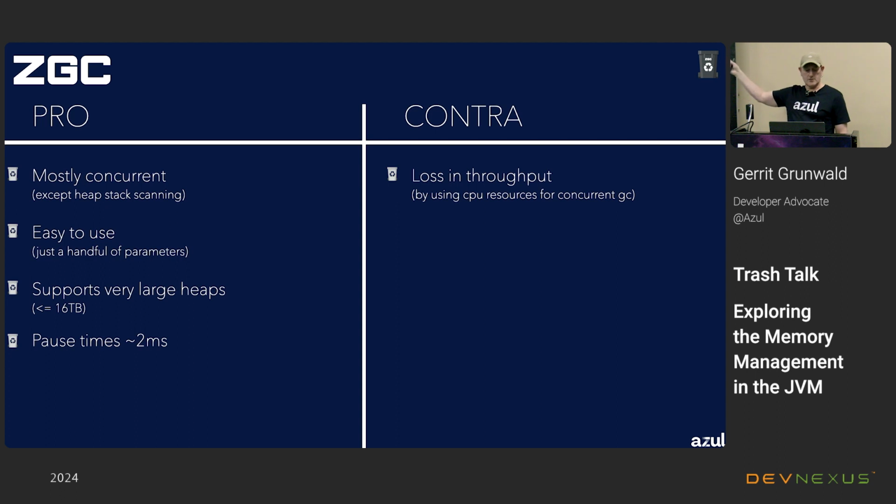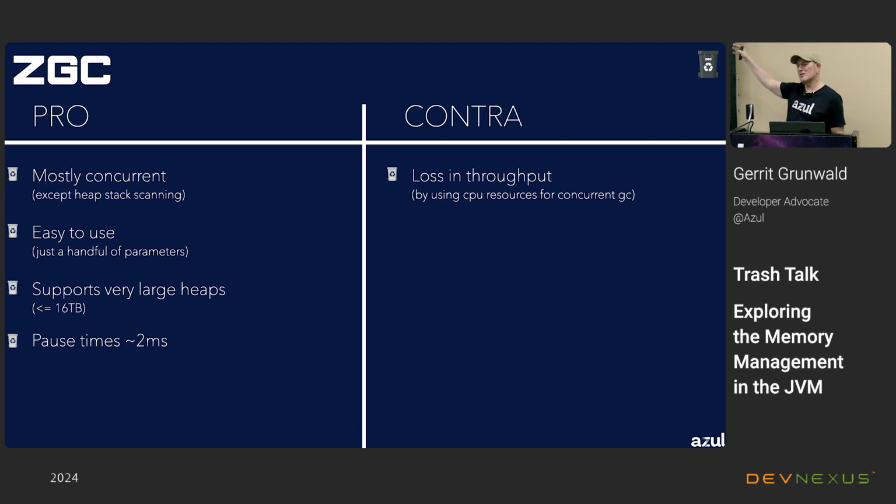Okay, it's mostly concurrent. There's heap stack scanning, which is a little bit, but you can nearly say it's fully concurrent here. It's easy to use. You don't have a lot of parameters to set it up. Supports very large heaps, around 16 terabytes. And you have pause times around 2 milliseconds. That's very short pauses. It's nearly pauseless, you can say, right?